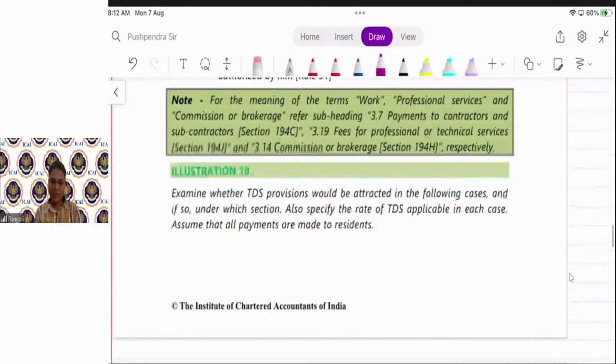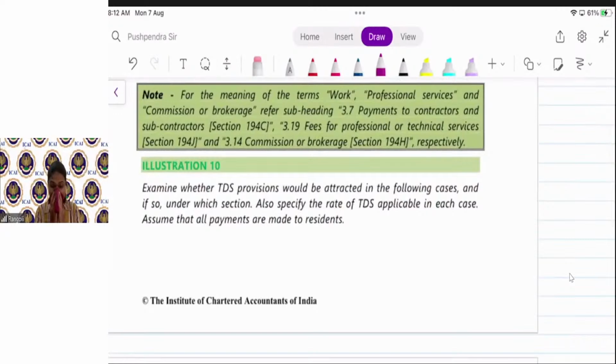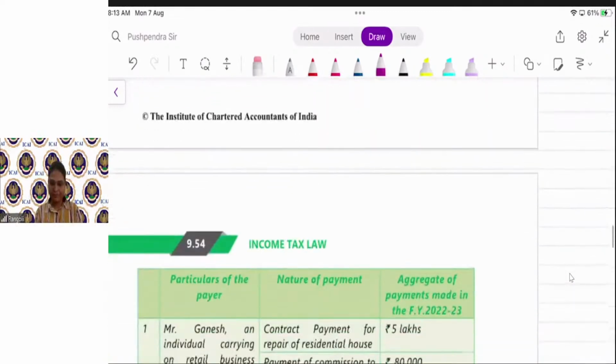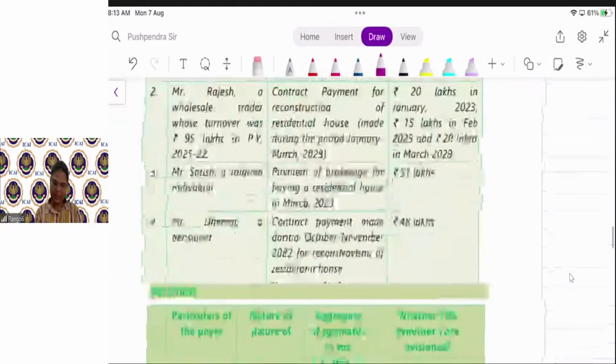Examine illustration number 10. Varsha, you will get a better understanding with illustration number 10. Whether TDS provision would be attracted in the following case, and if so, under which section? Also specify the rate of TDS applicability in the case. Assume that all the payments are made to a resident. We'll directly discuss through the answer only.